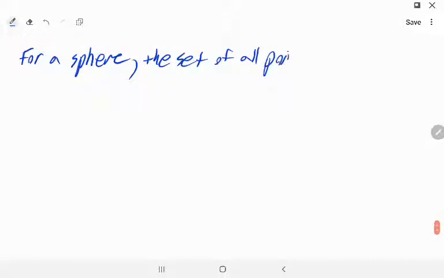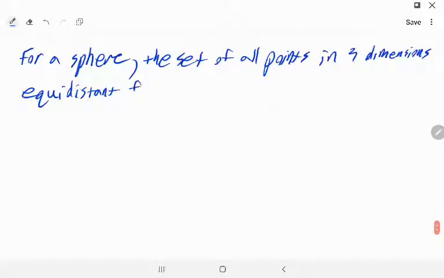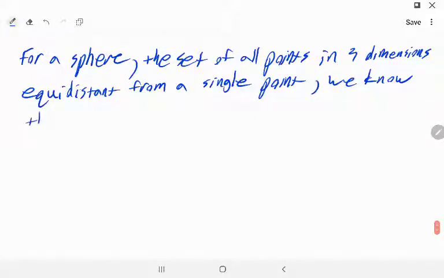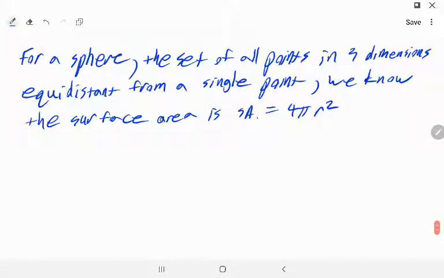So we've got a few more shapes you can look at. We noticed that for a sphere, the set of all points in 3 dimensions equidistant from a center, equidistant from a single point, we know the surface area is 4 pi r squared.